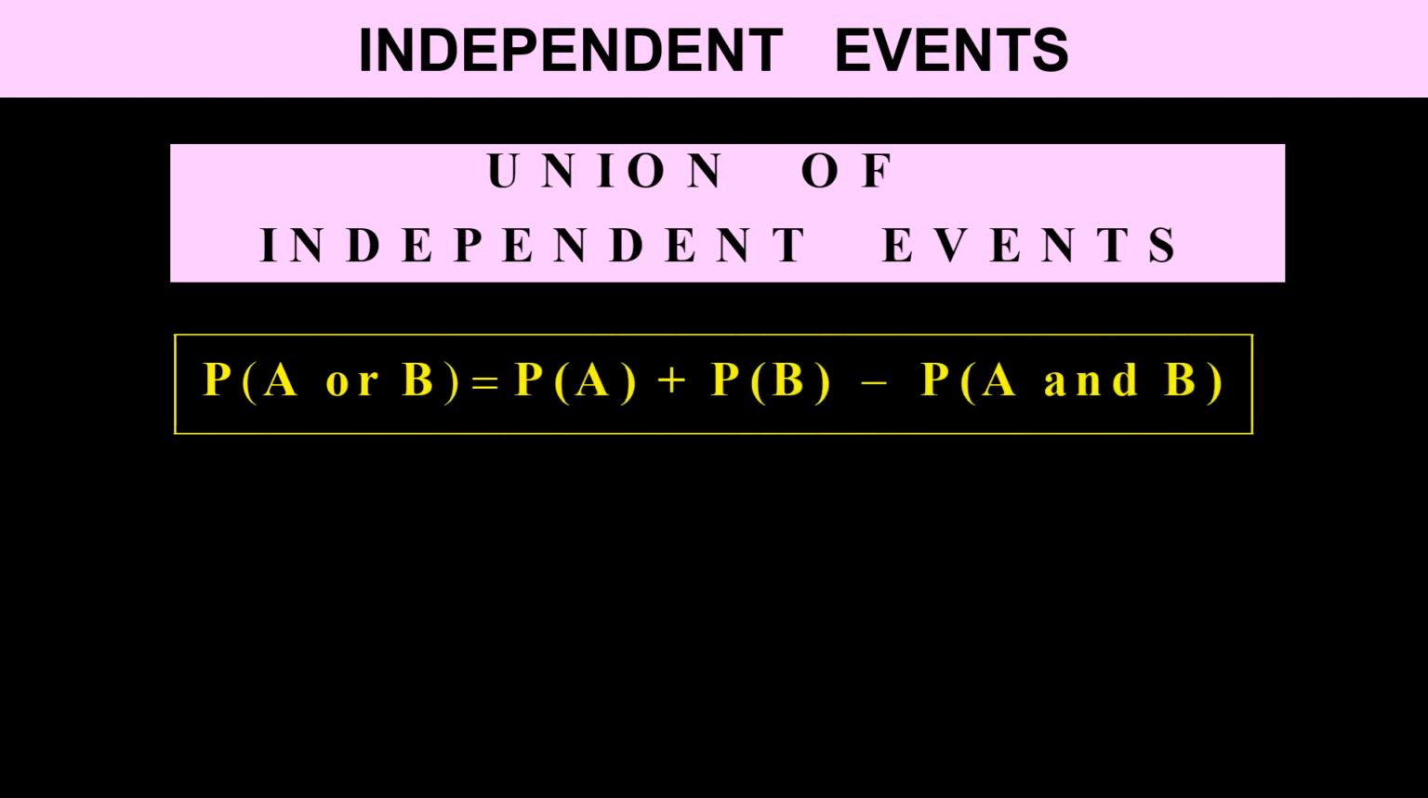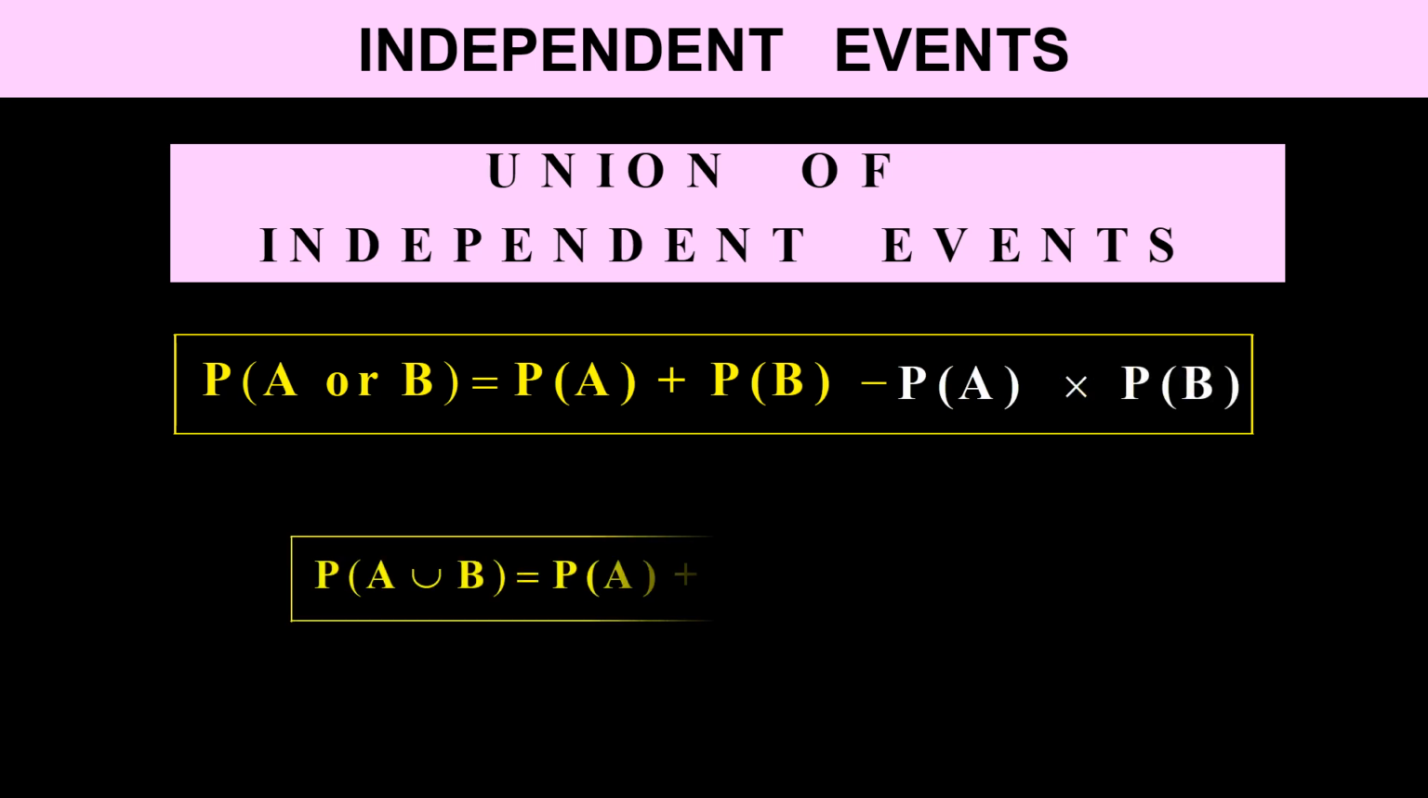Now let's look at the union of independent events. Taking the addition rule, there's the addition rule. Probability of A or B is the probability of A plus the probability of B minus the probability of the intersection of A and B. But because they're independent, the probability of A and B is actually the product of the probability of A and the probability of B, so that can be replaced. Probability of A times B.